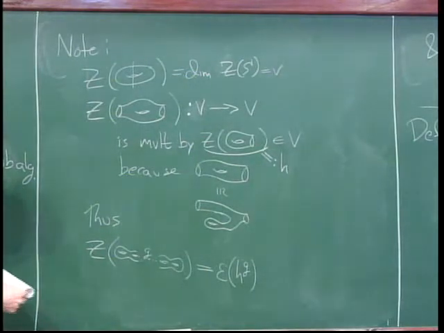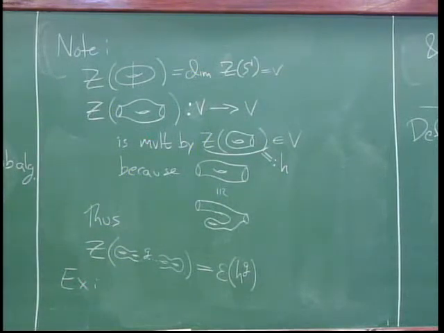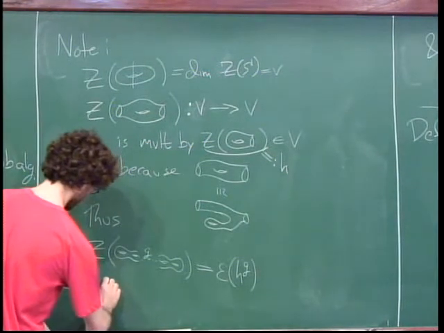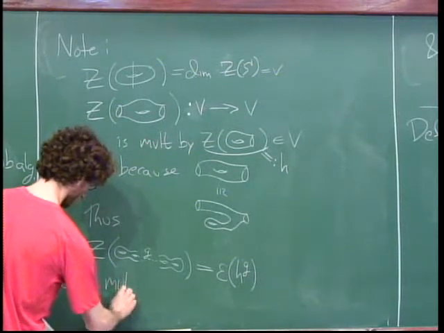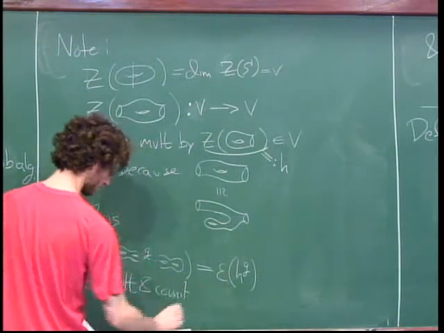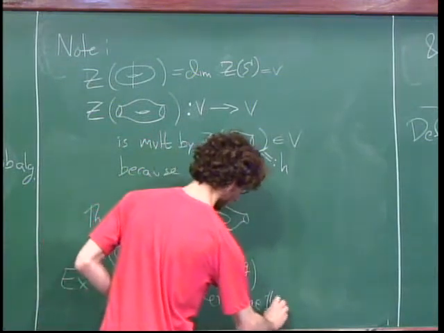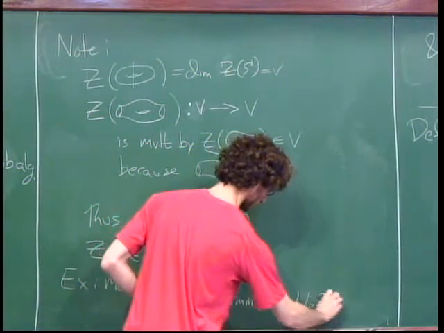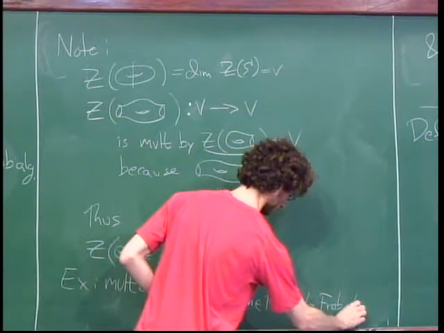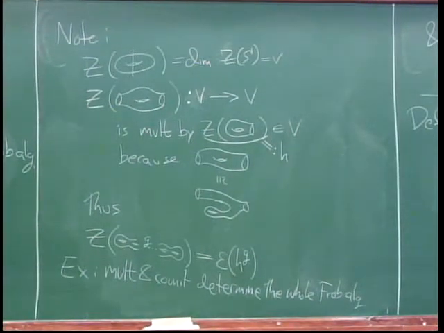But before I do that, just a side exercise, which is that, in fact, a lot of the structure of the Frobenius algebra is determined. So the exercise is to show that the multiplication and this co-unit, that is epsilon, determine the whole Frobenius algebra. So it's a fun exercise.